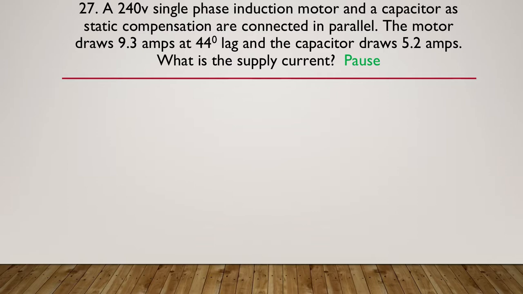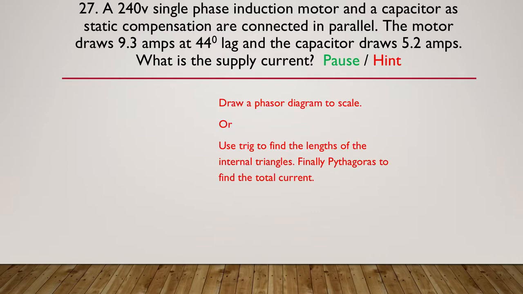Okay, we're back again. So let's now move on to the hint. There are two ways to do this problem. You could draw a phasor diagram and do it reasonably accurately and to scale, or you could use trigonometry to find the lengths of the internals of the triangles, but you'd still have to draw a phasor diagram, you just wouldn't have to do it to scale. And then finally use some Pythagoras to determine the final total current. So if you haven't used either of those methods, have a think about that. Pause the video here. When you come back, we'll look at the answer.